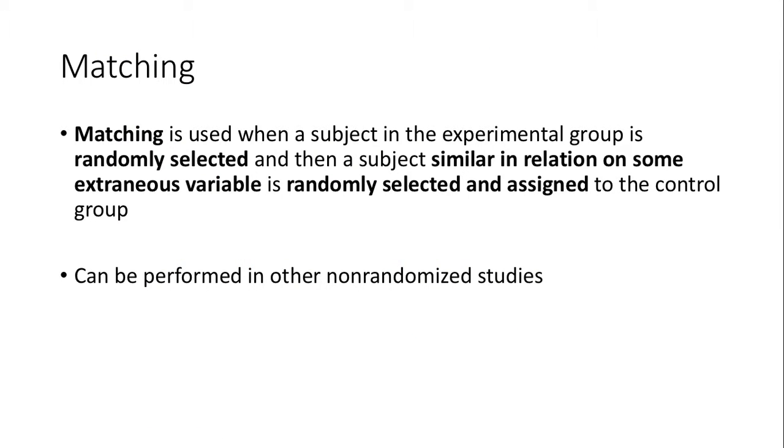Matching. So matching is used when a subject in the experimental group is randomly selected and then a subject similar in relation on some extraneous variable is randomly selected and assigned to the control group. So this is in a randomized study, but you also commonly will see matching occur in non-randomized studies or even in observational studies, or non-experimental studies too.